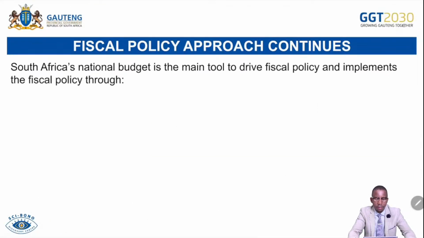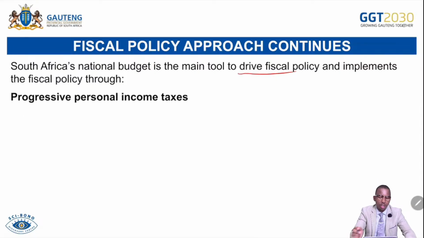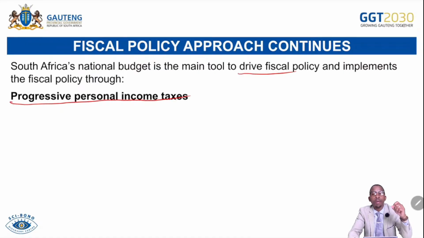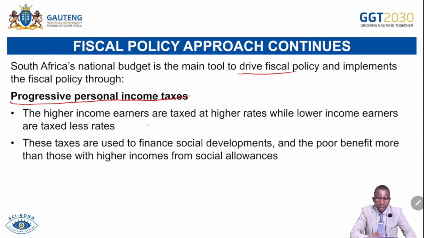Fiscal policy continues. South Africa's national budget is the main tool to drive and implement fiscal policy through the following: progressive personal income tax. Remember, this occurs when a tax system prevails where high income earners are taxed more than low income earners, and the money benefits the poor in the economy. High income earners are taxed at higher rates, while low income earners are taxed at a lower rate.